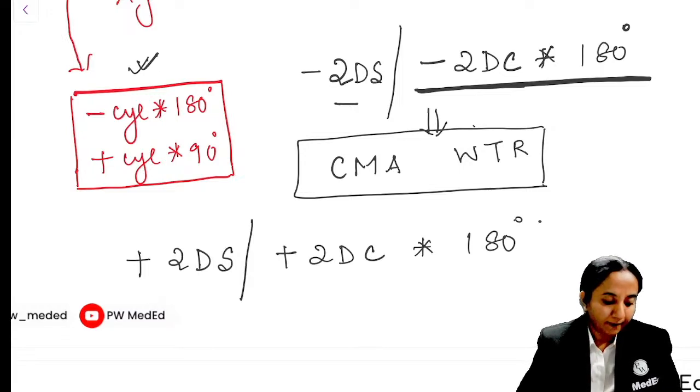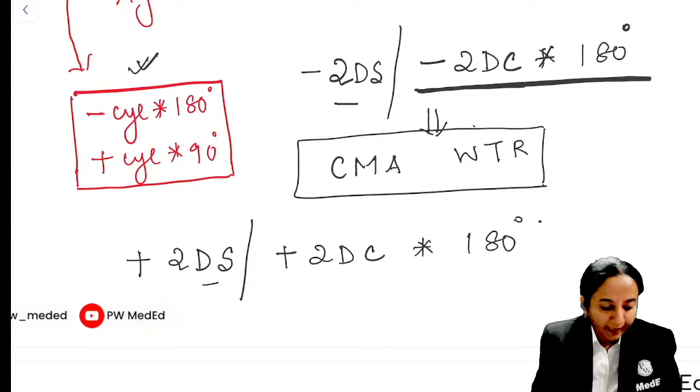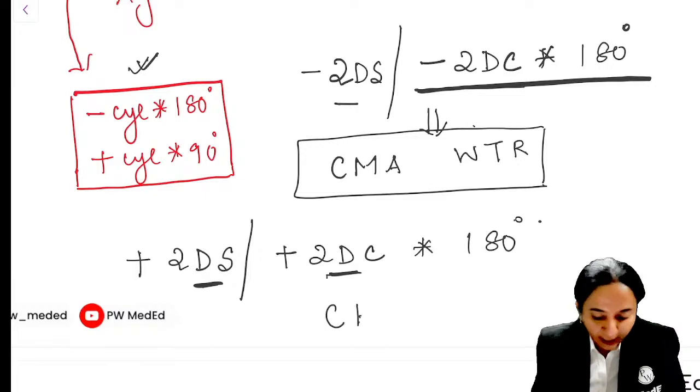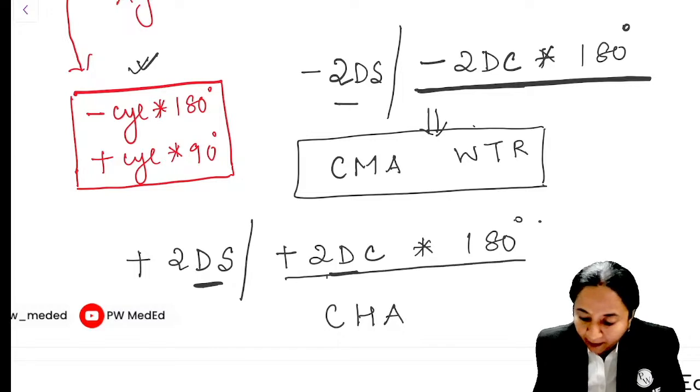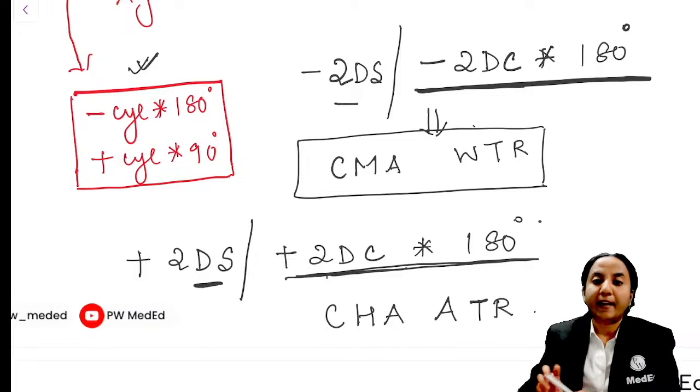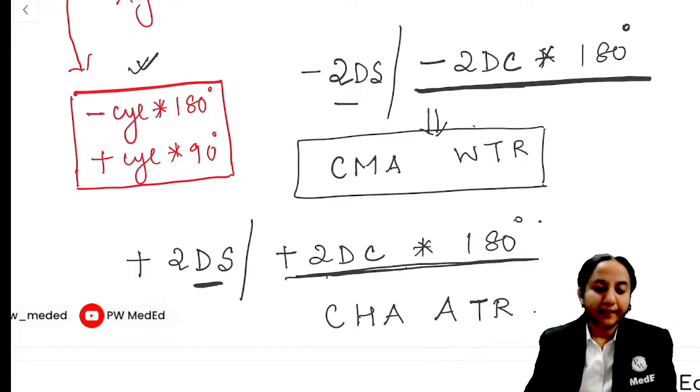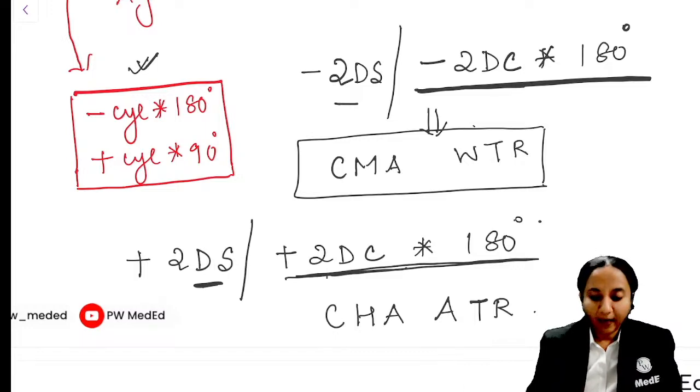What are we going to call this? See, there is a plus sphere and a plus cylinder, na? There is both a plus sphere and a plus cylinder. So what do we call this? Correct. This is CHA. Very good. And to decide whether it is WTR or ATR, I have to look at this part. So it is plus cross 90, which means it is against the rule. So it is CHA ATR. This is the option we have to mark. CHA ATR. Okay.